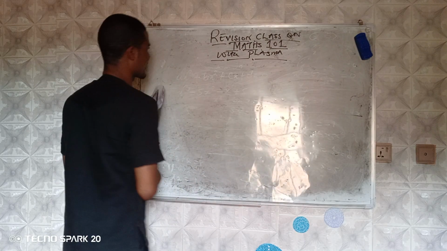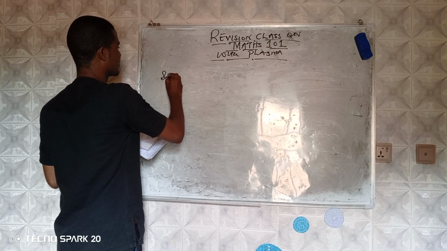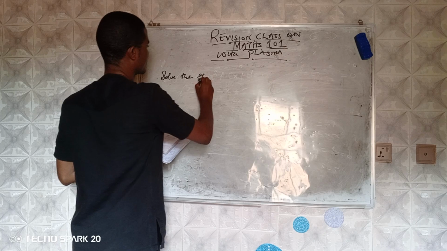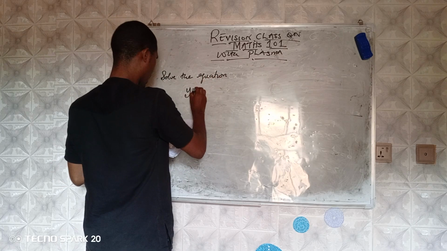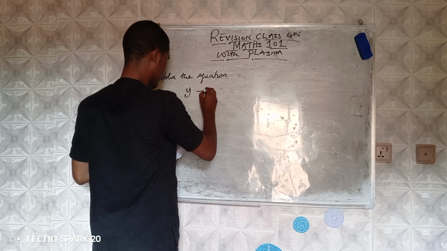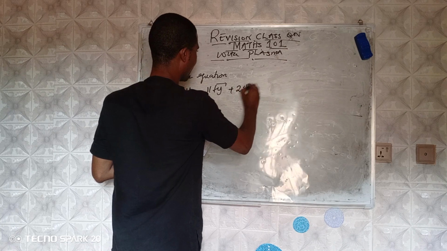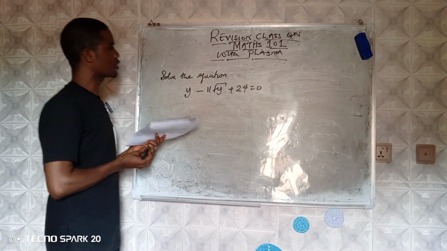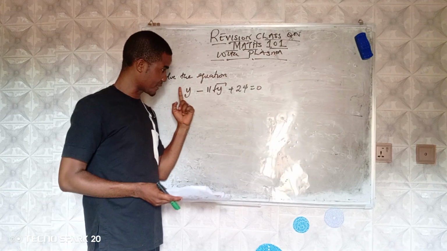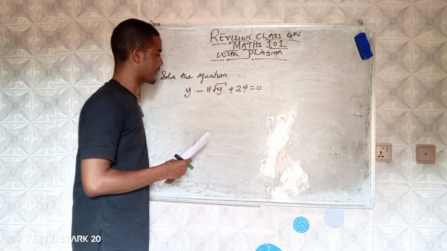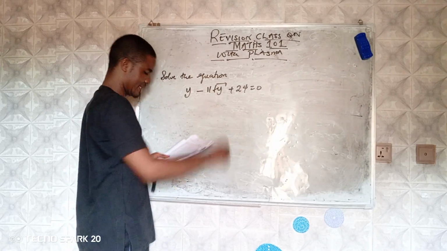Okay, look at one example here. Solve the equation y minus 11 root y plus 24 equals 0. And so we should solve this equation. This is a kind of radical equation. If you look at it, observe very well. When you see something like this, it is called a radical equation. So what I'm going to do is to work on this.